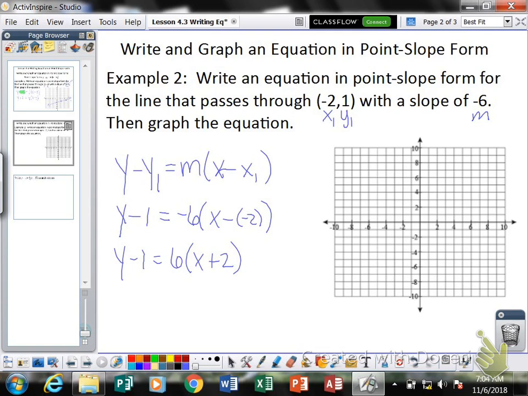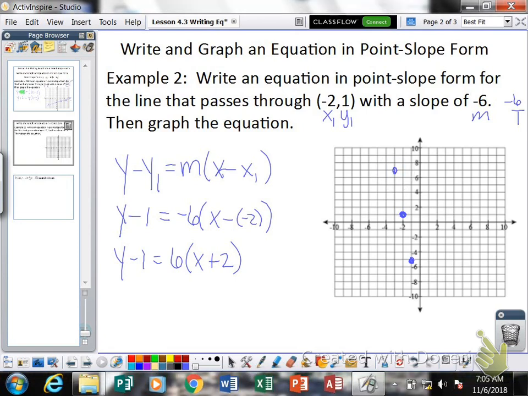Again, we have a point, we have a slope. So find negative 2, positive 1. There it is. So put a point. And now the slope can be negative 6 over 1. So I'm going to rise negative 6, so negative, down. 1, 2, 3, 4, 5, 6. And then I'm going to go to the right 1. And I can go up 6, 1, 2, 3, 4, 5, 6. But now because I went up, I got to go left to still keep that negative.